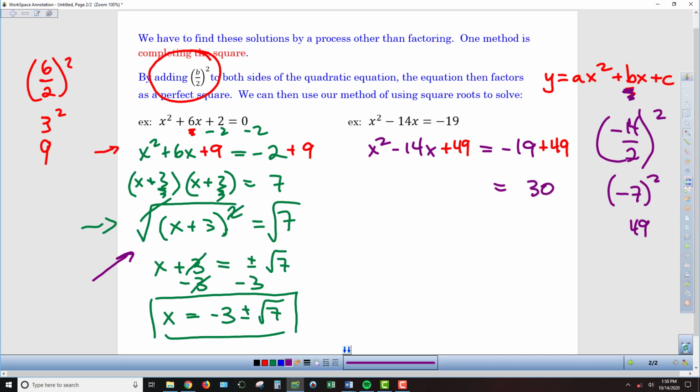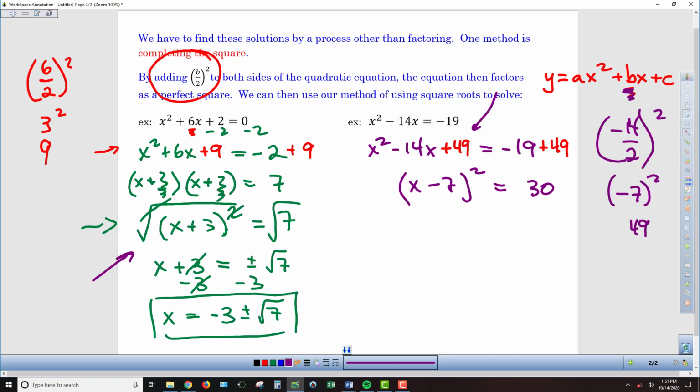And then on the left-hand side, we're going to factor. This time, though, I'm just going to jump straight to writing it in this squared format, since I know that it's going to factor into a perfect square because of how I came up with this 49. And so it's going to be x, and then again, it's always half of the number in front of the x before you square it. So negative 14, half of that is negative 7. So that's what's going to go into the second spot in our parentheses. So now at this point, we've got x minus 7 squared equals 30.